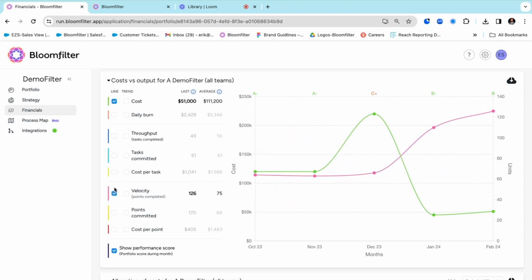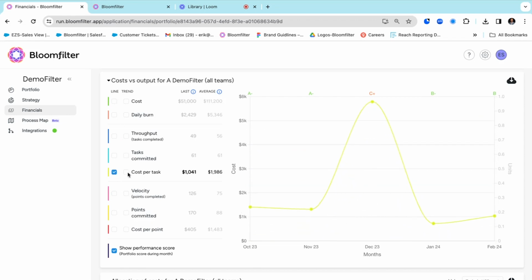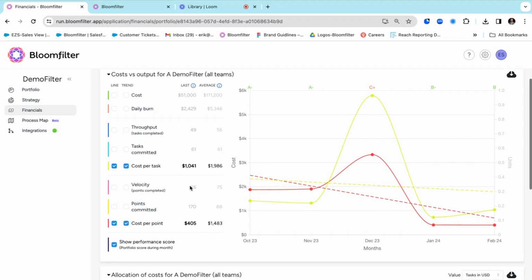And then what this allows me to do is understand the efficiency of what's happening. I can understand my cost per task. I can understand my cost per point. And I can build trend lines around this. You can see in this case, I'm getting more efficient over time because the cost of my output is going down.